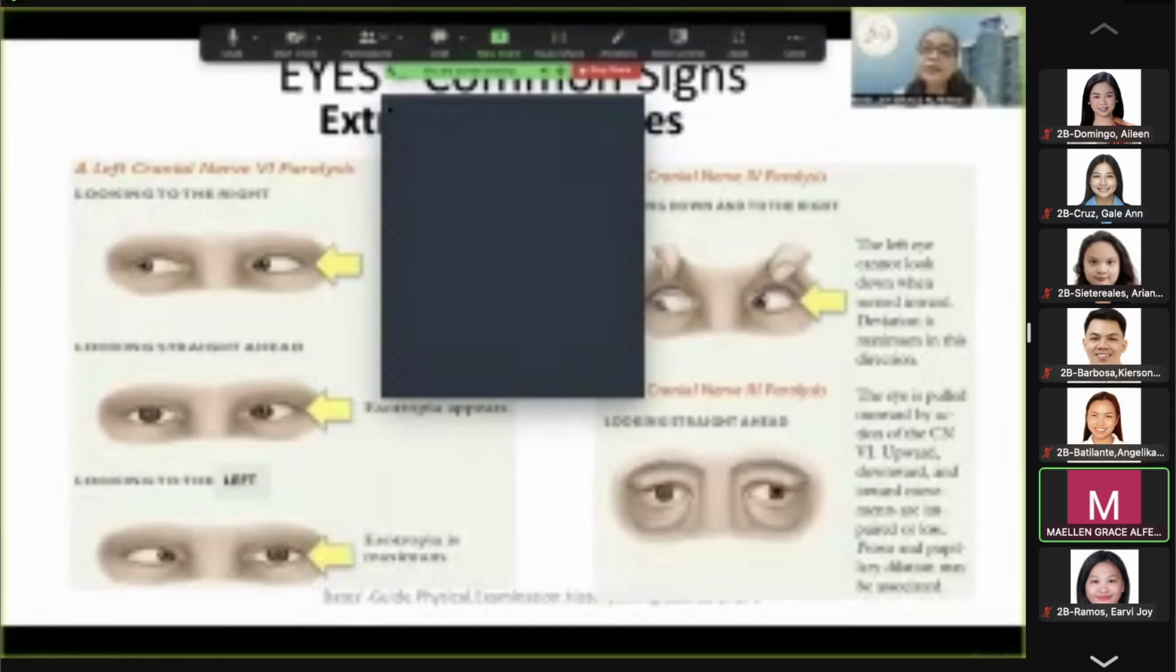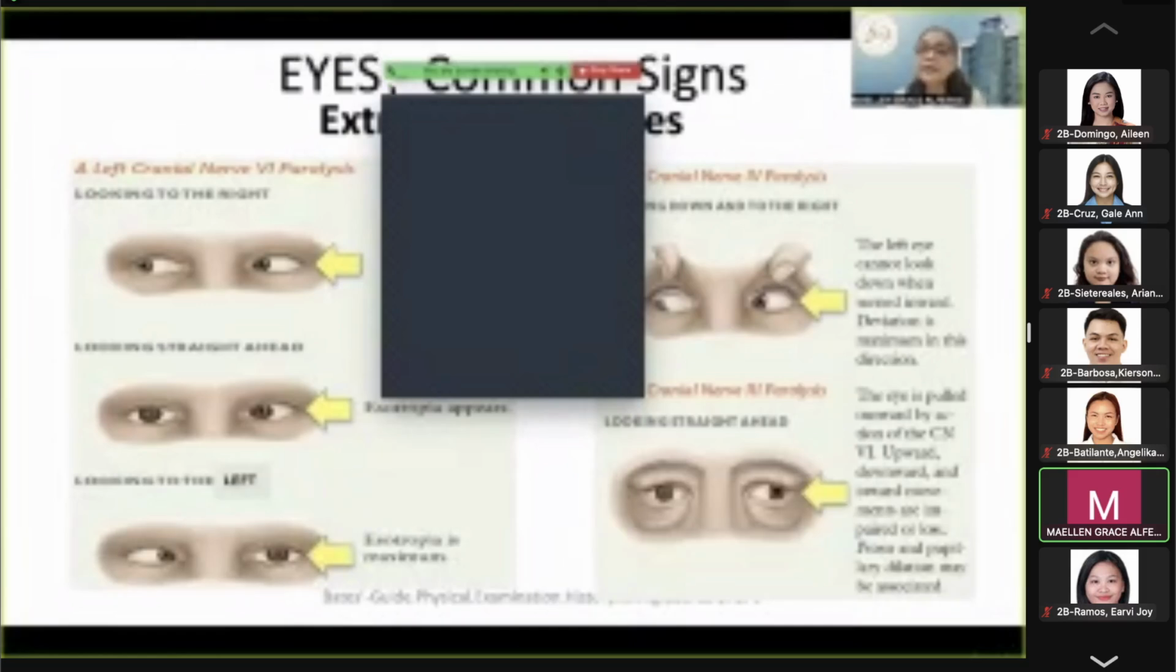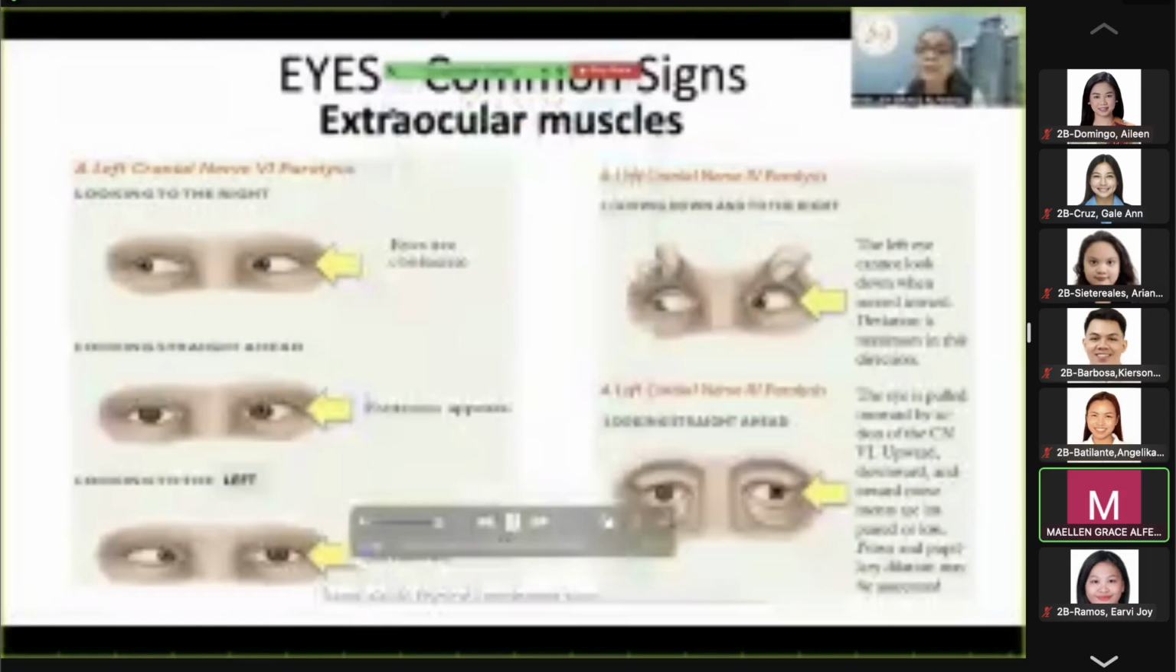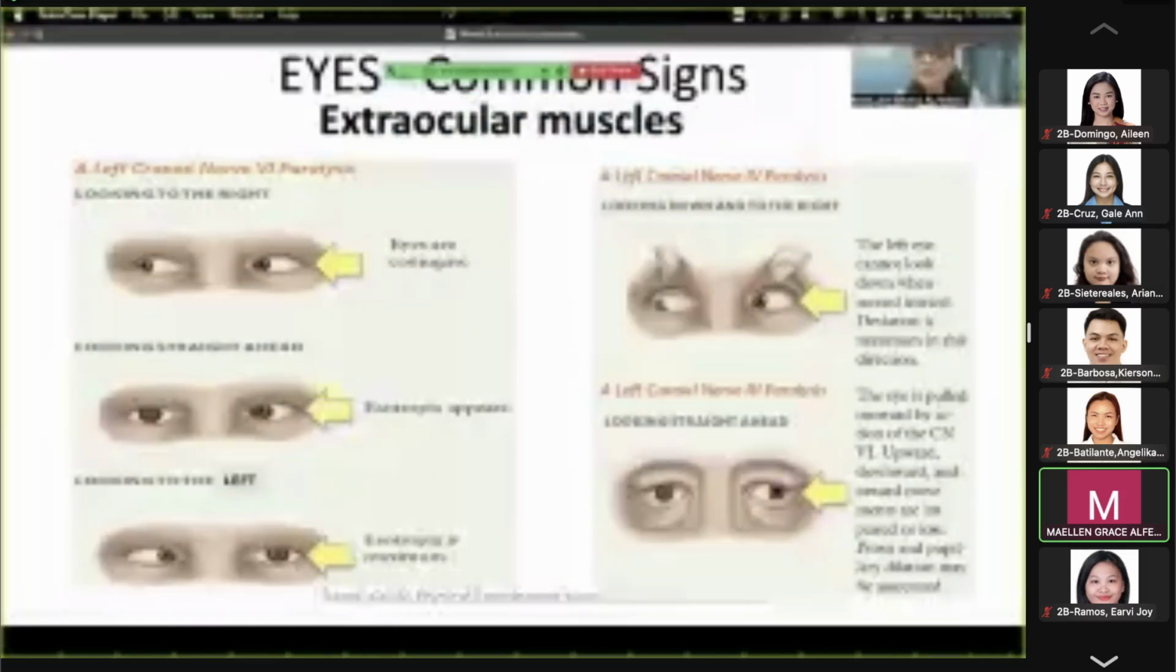Now, for cranial nerve 3 paralysis, aside from the paralysis of the extraocular muscles, you can see here that the left eye is deviated to the lateral side because there is no upward, downward, and inward movement of the eye, okay, because of the paralysis. Aside from that, you also have ptosis, and when you look at the pupils, it's dilated.